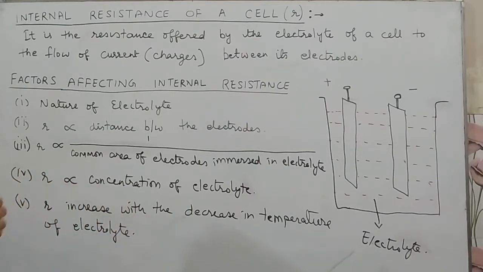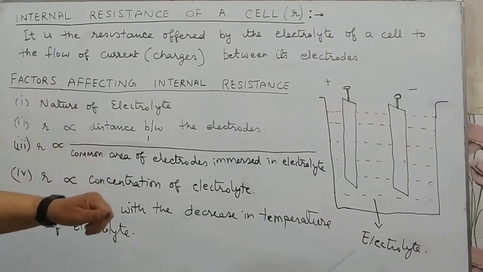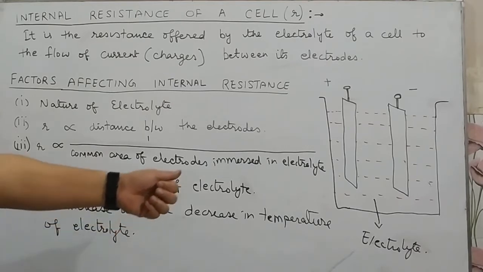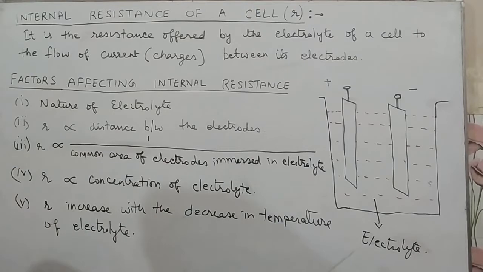Last point. Small r is inversely proportional to the temperature of the electrolyte. More the temperature, less will be the internal resistance, or you can say r increases with the decrease in temperature of the electrolyte. So we are done with the factors affecting the internal resistance.